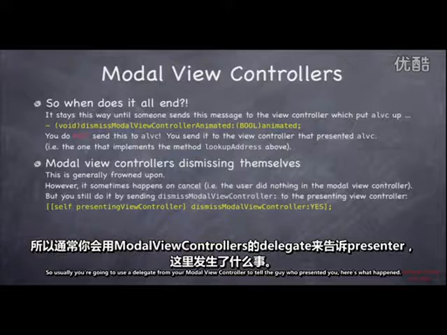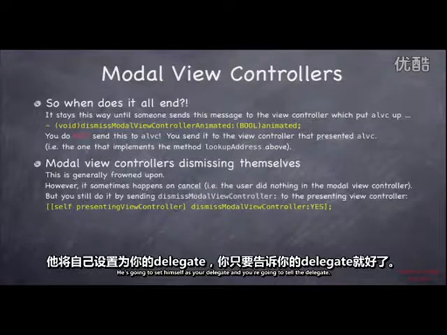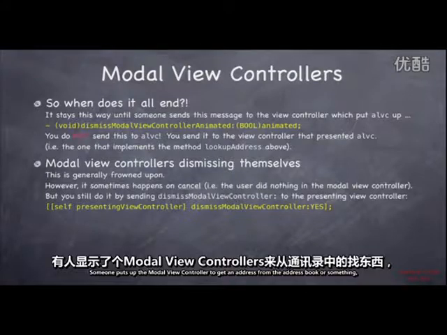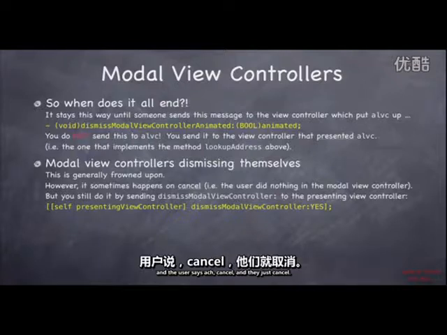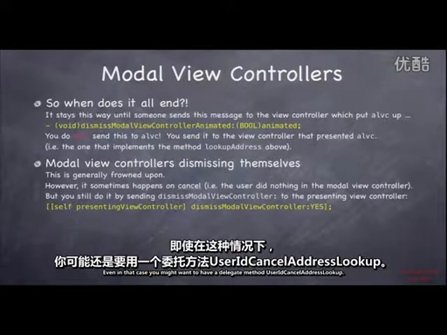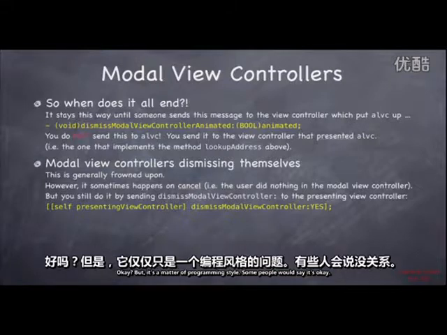So usually you're going to use a delegate from your modal view controller to tell the guy who presented you, here's what happened. He's going to set himself as your delegate, and you're going to tell the delegate. However, sometimes you just hit cancel. Someone puts up the modal view controller to get an address from the address book or something, and the user says cancel. And so there's really nothing to communicate back. Even in that case, you might want to have a delegate method, user did cancel address lookup. But it's a matter of programming style.